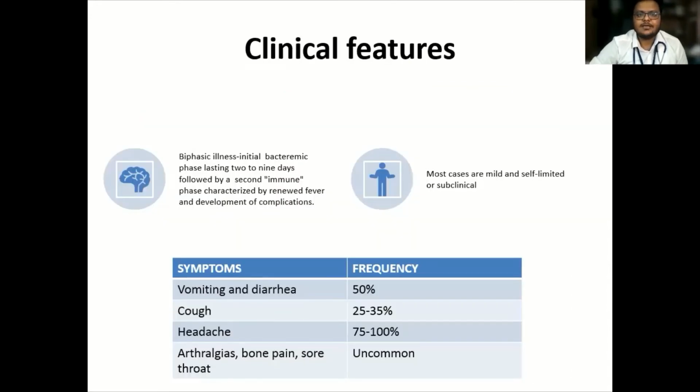Leptospirosis is typically a biphasic illness with an initial bacteremic phase lasting 2 to 9 days, followed by a second immune phase characterized by the development of complications. Most cases are mild and self-limited or subclinical, with vomiting and diarrhea, cough, headache, and arthralgias being the common symptoms reported.